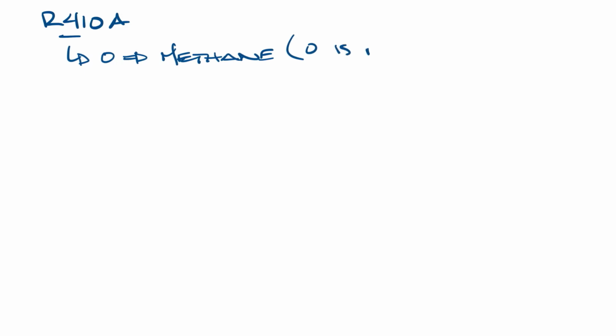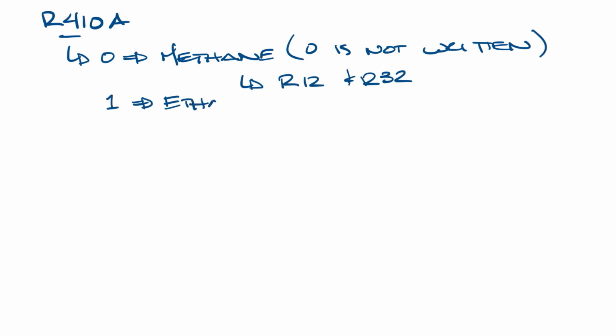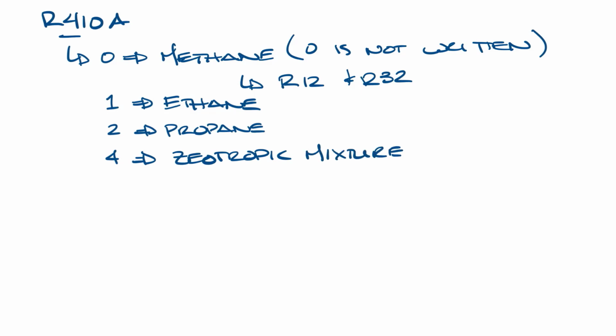If you go back to the refrigerant basics video from last October, you remember that refrigerant numbers describe the chemical mixtures. So if you look at R410A, where the 4 is here, defines what type of refrigerant it is. So if this was a 0, it'd be a methane series. The 0 is not written, so you see this as R12 or R32. If it's a 1, it means it's an ethane series. If it's a 2, it's a propane series. If it's a 4, it's a zeotropic mixture.